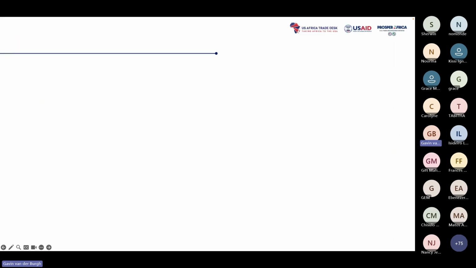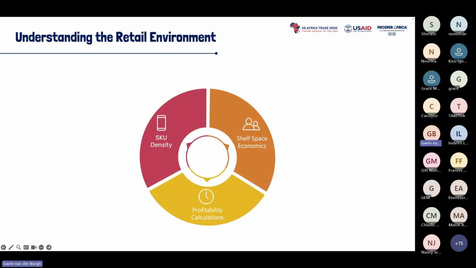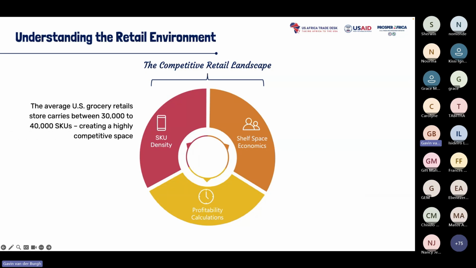Understanding the retail environment, I think it's critically important to understand how competitive shelf space actually is. The average US grocery retailer can carry anywhere between 30 and 40,000 SKUs on an annual basis, so you're really working in a highly competitive space.